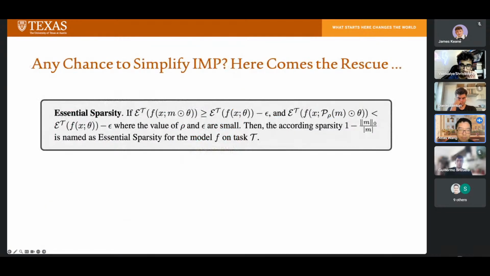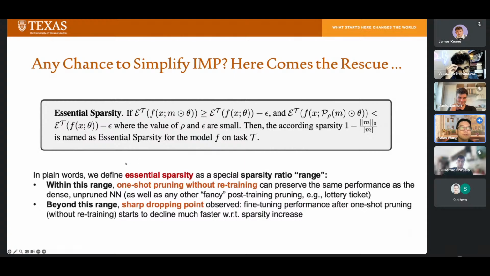Even this cost can be amortized in a pre-trained model, but we don't want to pay the cost anymore when we come to Llama level. So we look at essential sparsity as a rescue. Here is the mathematical definition I put in the paper. But if you hate reading notations, don't worry, I have the human language version for you. In plain words, we define essential sparsity as the following special sparsity ratio range.